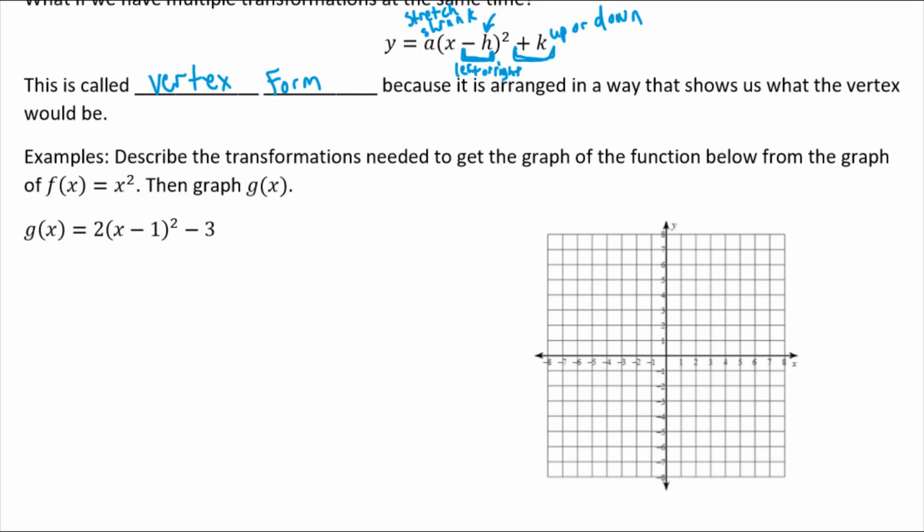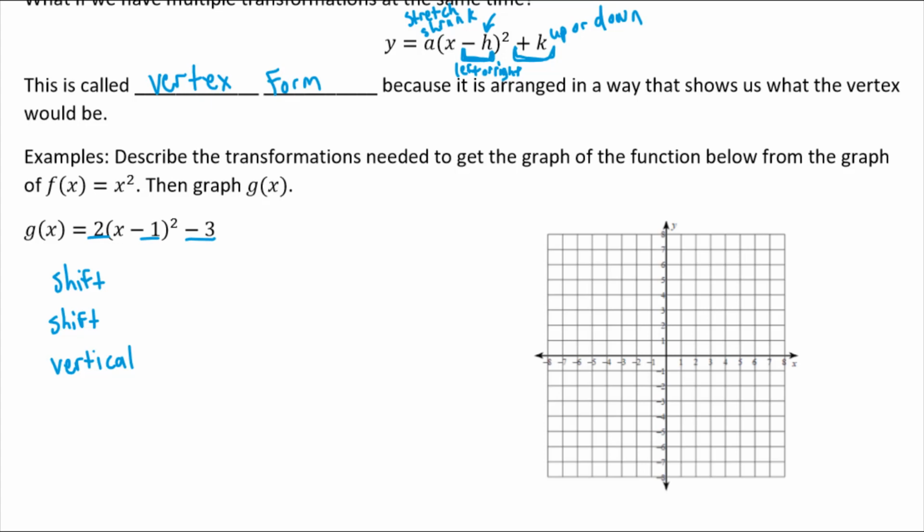So whenever I see a problem like this, g of x equals 2 times x minus 1 squared minus 3, and it asks me to describe the transformations needed to get the graph of this function from our parent graph, and then graph it, what it wants me to do is say, did it shift left or right? Did it shift up or down? And did it stretch or shrink vertically? And that all depends on if there are numbers in these three places. If there's not all three of those numbers, it's not doing all three of those things.